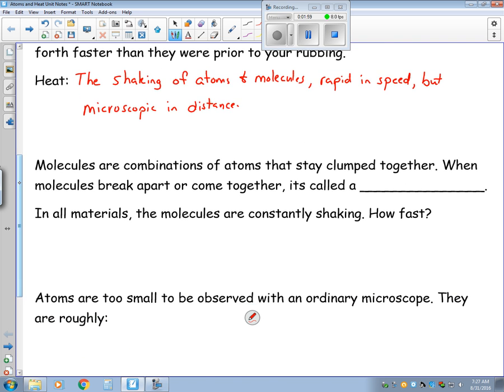Now, a molecule then is a combination of atoms that stay in a clump. And that's something you should have talked about in chemistry. I'm sure you did. We have basically 3 ways that atoms are held together: covalent bonds, ionic bonds, and metallic bonds. So when molecules break apart, or when they come together, is when we call something a chemical reaction.